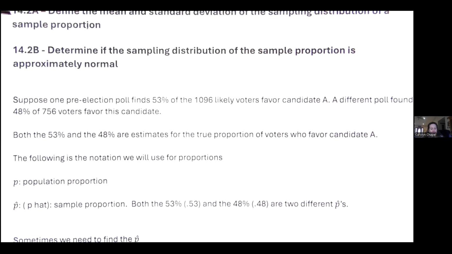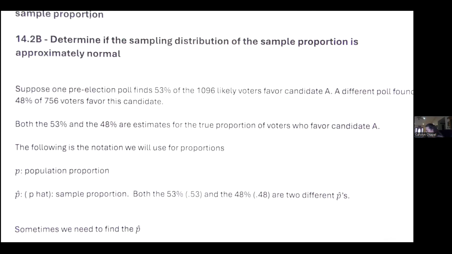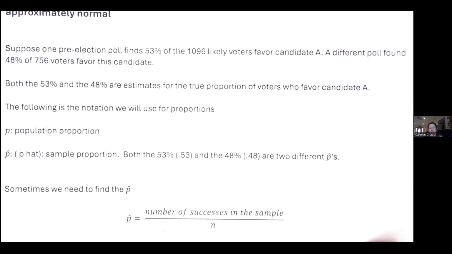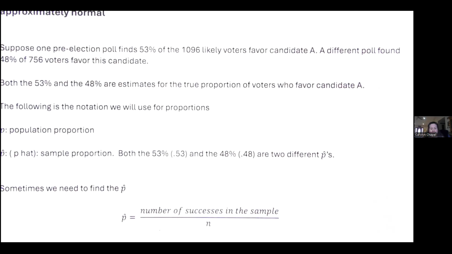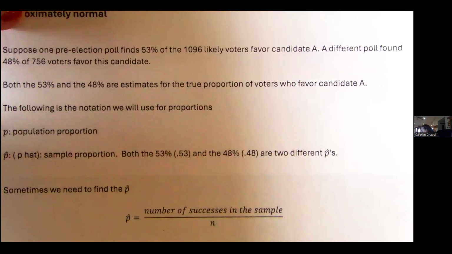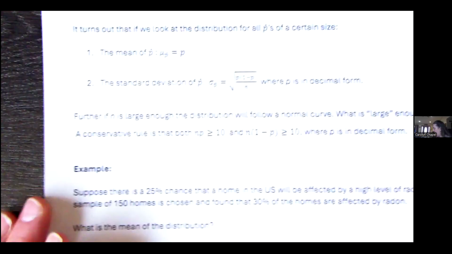Both the 53% and the 48% we could write in decimal form, and a lot of times things are done in decimal form as opposed to percentage form when we see them in formulas. Those are two different P hats. Sometimes you actually need to find what P hat is. Remember that P hat is the number of successes in our sample over n.